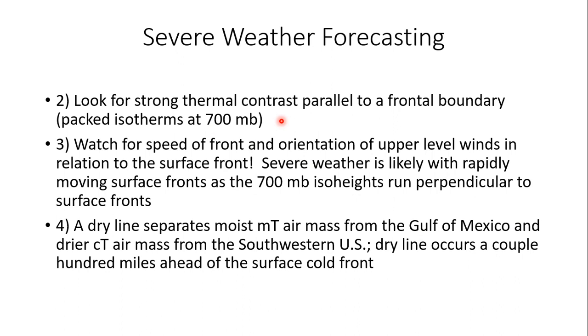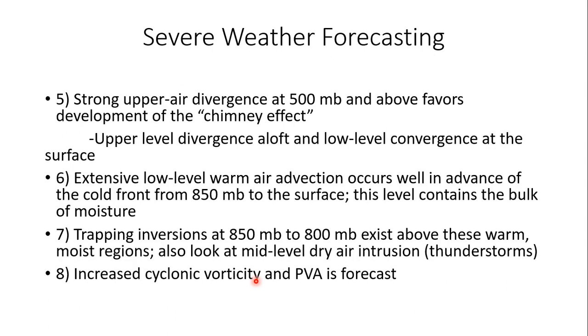Also, you look for strong temperature contrast parallel to a frontal boundary. If you're looking at packed isotherms at 700 millibars, you also want to watch for the speed of the front and orientation of the upper level winds. Are they perpendicular? Are they parallel? A dry line, talked about that. It's a special boundary separating very moist, warm air from very dry air. So really it's a moisture discontinuity boundary that can really kick off severe thunderstorms, especially over North Texas. These are associated with some extremely large hail sizes.